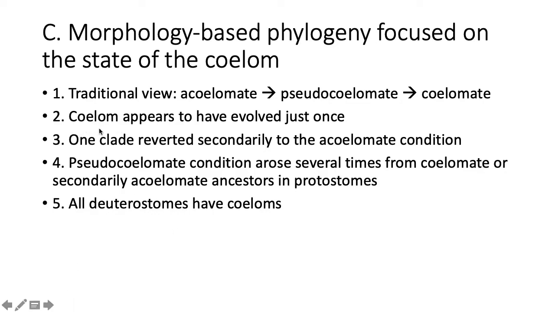So a body cavity, a coelom, does appear to have evolved just once. We do find some clades that have reverted back to no body cavity, and you'll see that noted in the animal tree. You also see pseudocoelomates nestled in with the coelomates as well, so it kind of goes both ways with both acoelomates and pseudocoelomates. But deuterostomes, all of them have coeloms, for sure.